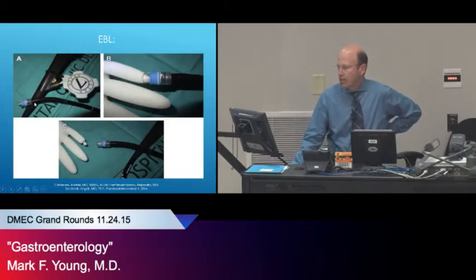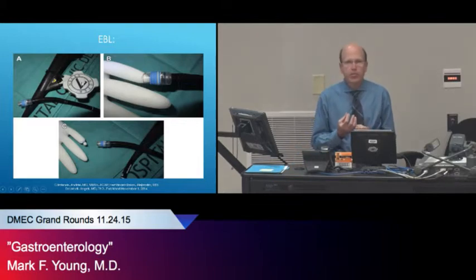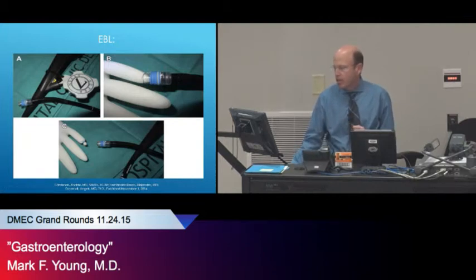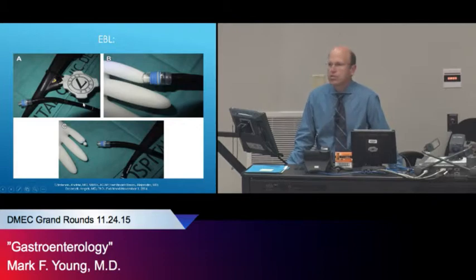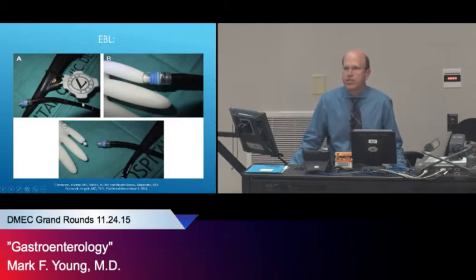A rubber band's put on the end of this, it's backloaded into the scope, and you suck the varix up into the scope, you click the applicator, and the rubber band pops onto the varix and strangulates it. This was actually invented by surgeons named Stigman and Goff, and they used this for application of internal hemorrhoids, and it's really the same applicator.